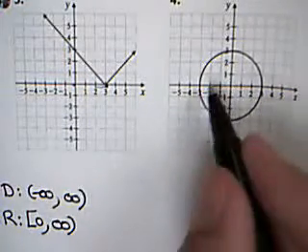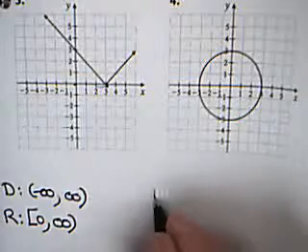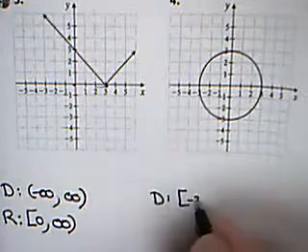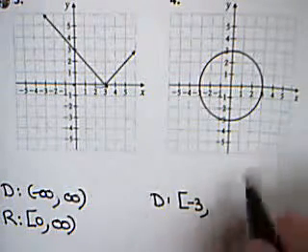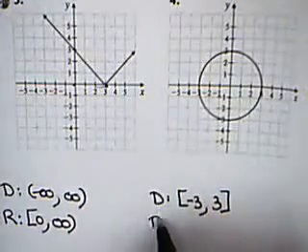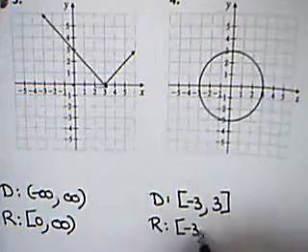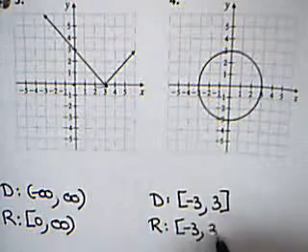Looking at the circle, this is our point furthest to the left, and so that would be negative 3 for our domain with a bracket. Goes all the way to positive 3, that's our furthest right hand point, and that's with a bracket as well. Our range, lowest point is this point, that y value is negative 3. Our highest point is positive 3.